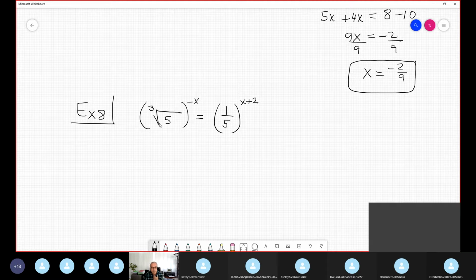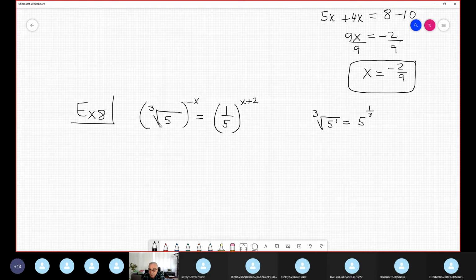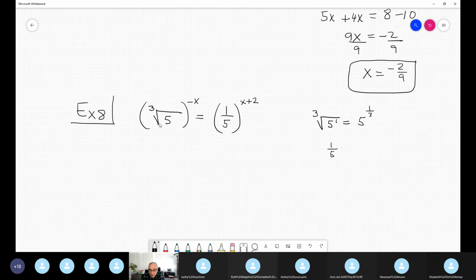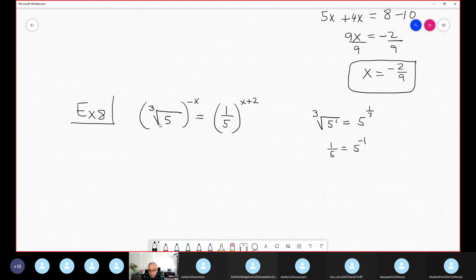It's obvious that 5, because the cubic root of 5 is 5 raised to the 1/3. Where I come from, this 1 is the power. This 3 is the index of the root. And 1 over 5 is the reciprocal of 5, 5 raised to the negative 1. Remember, a negative 1 exponent is the reciprocal.